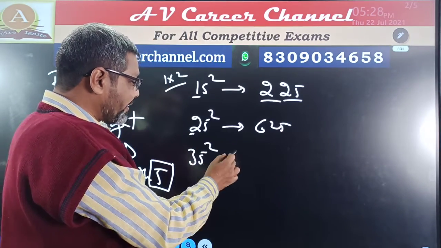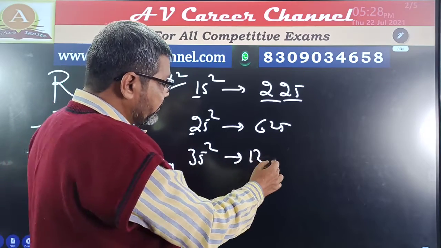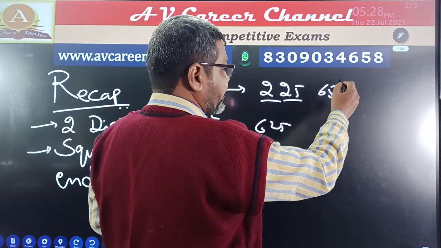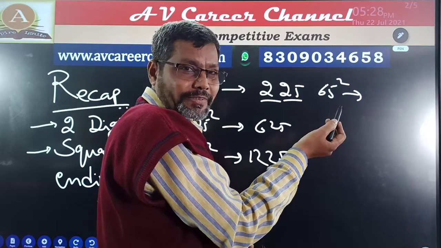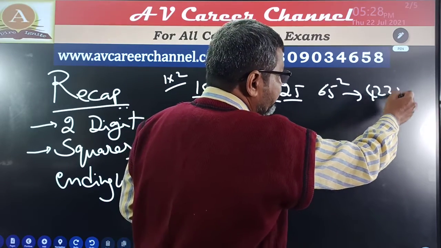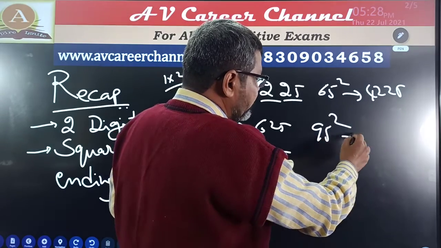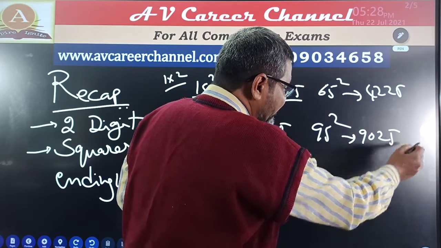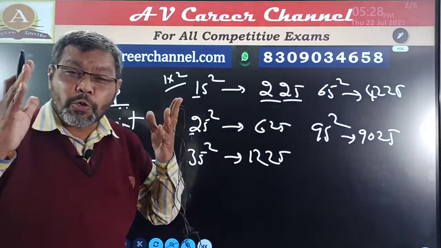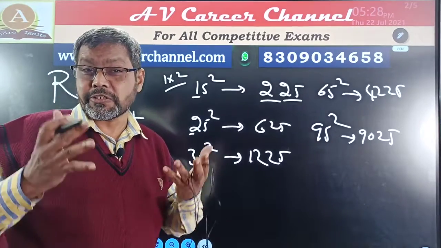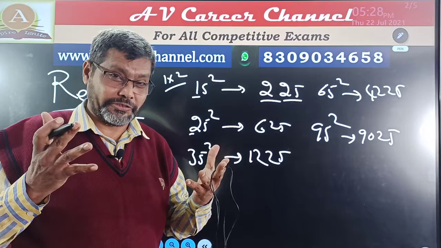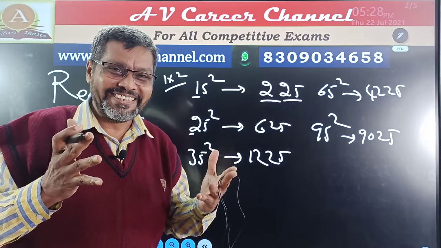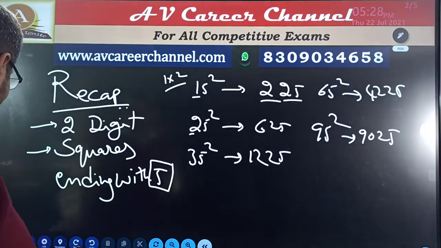Similarly 35 square: after 3 comes 4, 4 threes are 12, 25. Similarly, for example, 65 square: after 6, 7. 6 sevens are 42, 25. Say 95 square: after 9, 10. 9 tens are 90, 25. So like this, my dears, in a 2-digit number, with a fraction of a second you can answer, and you are saving a lot of time in competitive examinations. As I tell you, in competitive exams time matters. Time is precious, my dears. And plus you can play it as a game.